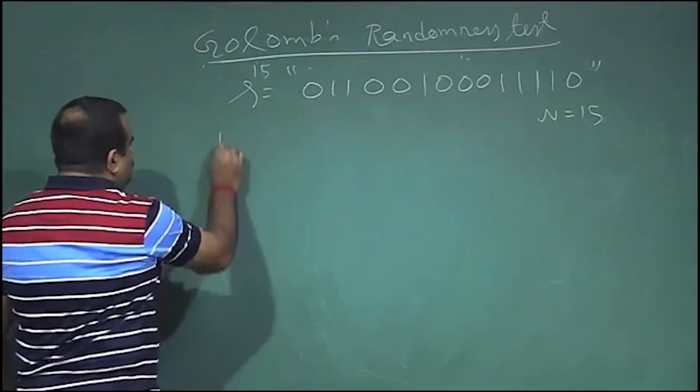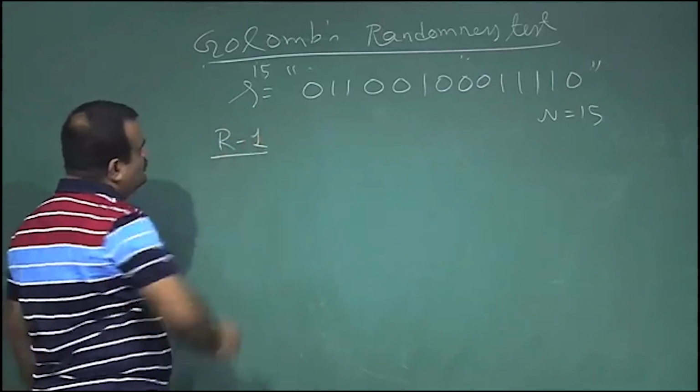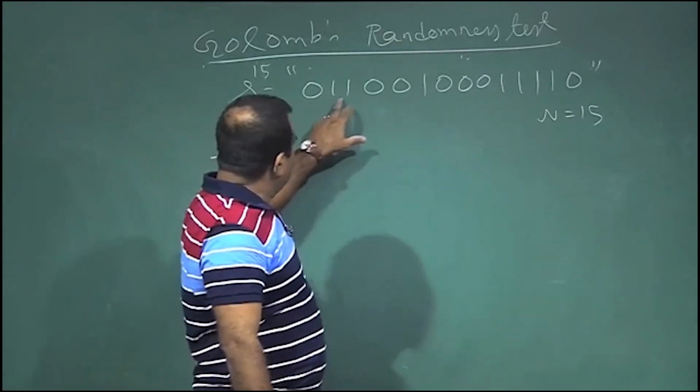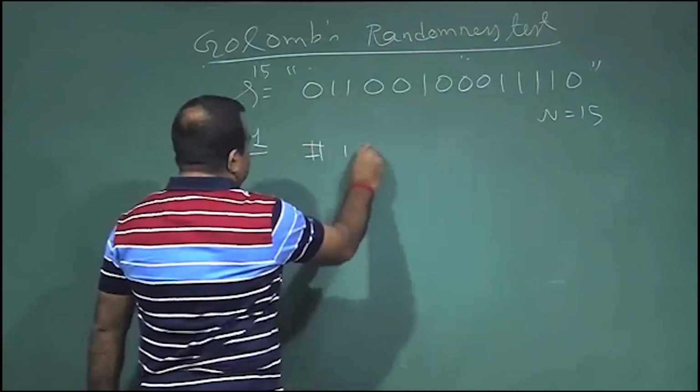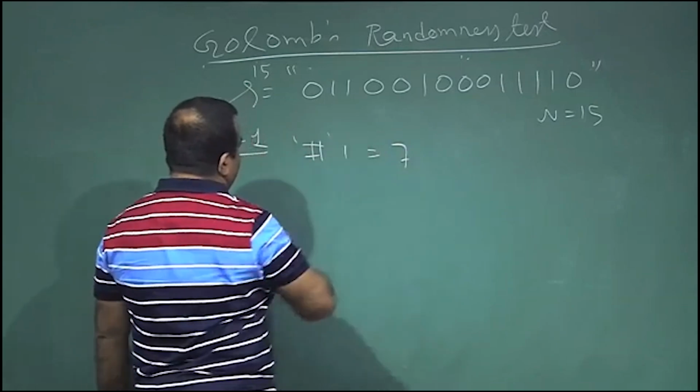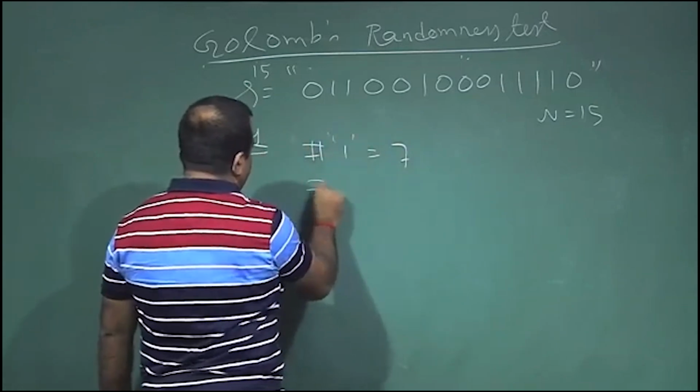Okay, now rule number 1. So, we count the number of ones and the number of zeros. What is the number of ones? 1 2 3 4 5 6 7. So, the number of ones is 7 and what is the number of zeros?